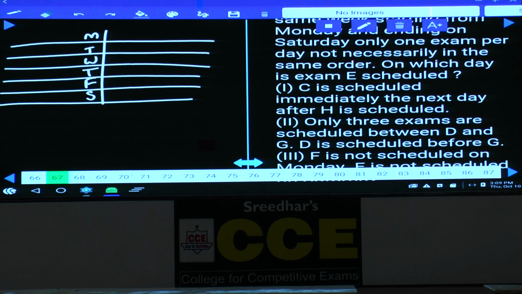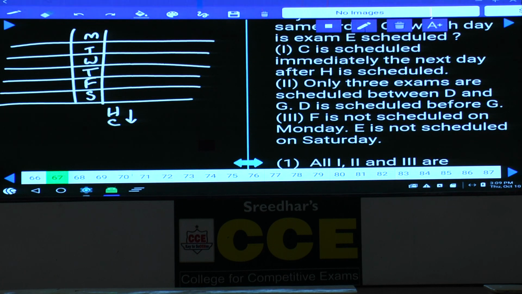Condition number 1: C is scheduled immediately the next day after H is scheduled, so H and C must be together. Condition number 2: only 3 exams are scheduled between D and G, and D is scheduled before G. So what are the possibilities? D and G can be like this or D and G can be like this. There are 2 possibilities for condition number 2.